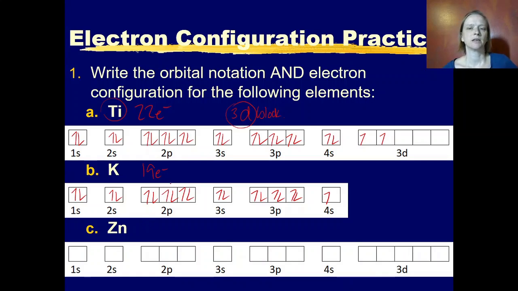Zinc. Zinc, like titanium, is going to end in the 3D block. Zinc has 30 electrons, so I have to draw 30 electrons here. 1, 2, 3, 4, 5, 6, 7, 8, 9, 10, 11, 12, 13, 14, 15, 16, 17, 18, 19, 20, 21, 22, 23, 24, 25, 26, 27, 28, 29, 30.